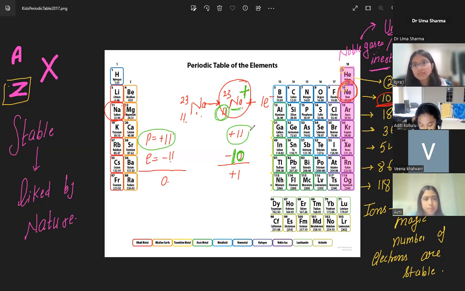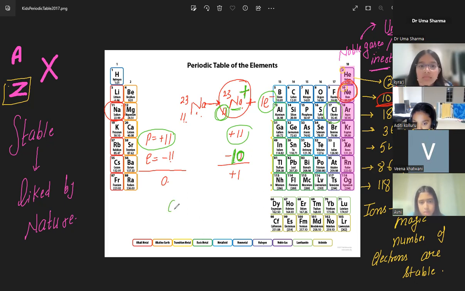Okay, good. Now back to our question, I think Avni asked. Sodium is losing one electron. Now look at this. These electrons are not going into the air. Remember, children, they are not in the air. Look at this chlorine.